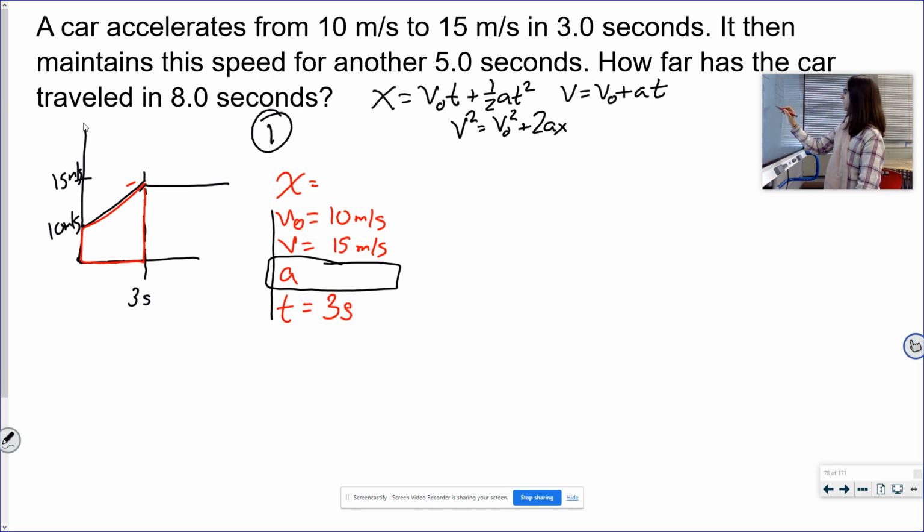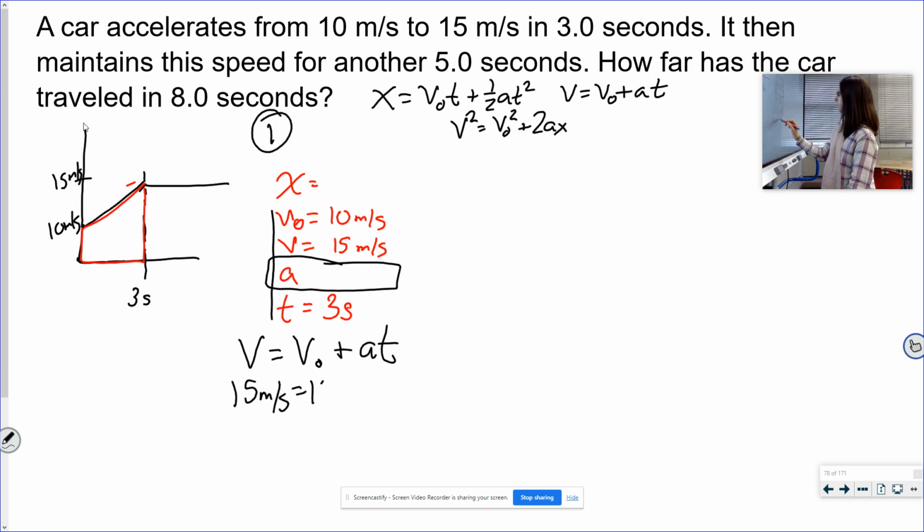So step 2 is you write down your formula. V equals v naught plus at, exactly as is. Then you can plug in your numbers and begin to solve. So we have 15 meters per second equals 10 meters per second plus a times the time of 3 seconds. And then we can go ahead and solve for a. You're going to notice this is the exact same thing we did earlier because we're basically calculating the slope: 15 minus 10 and then divide by 3. That's going to give me 1.67 for acceleration.